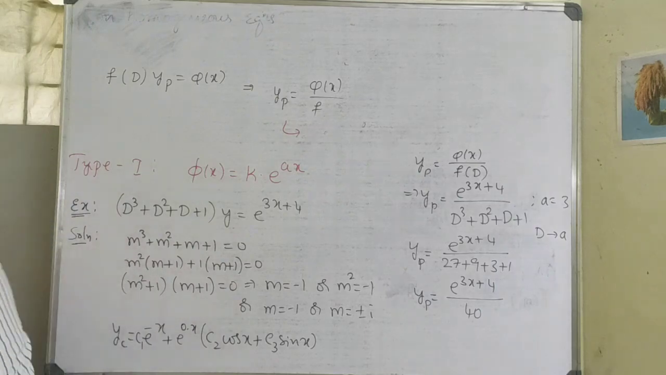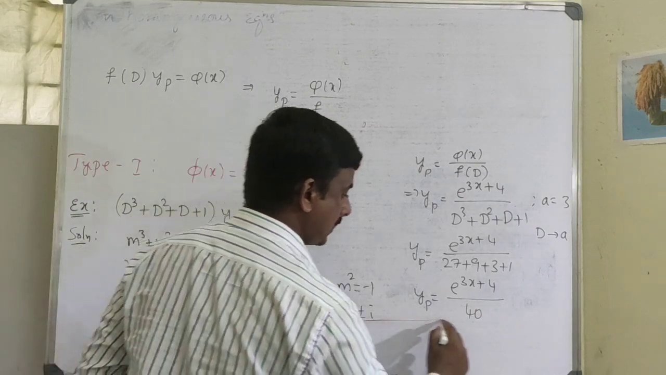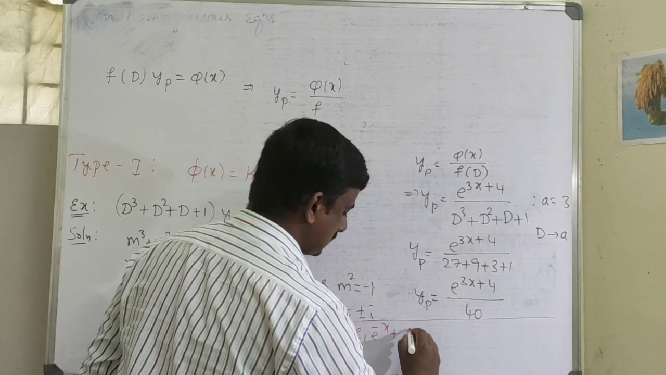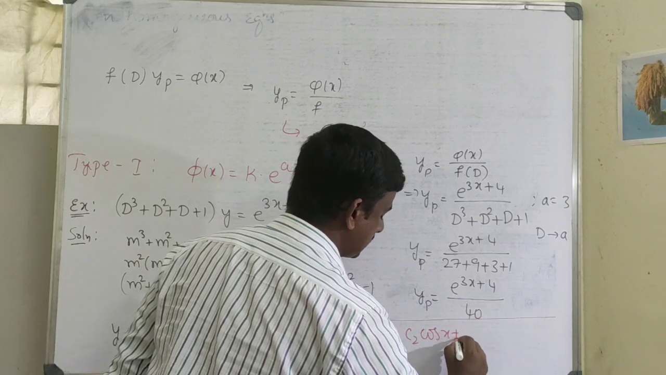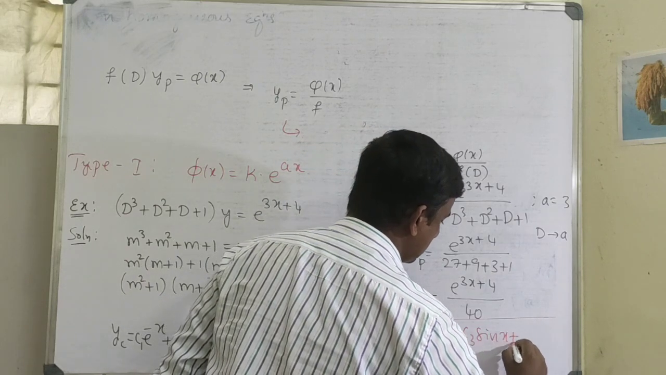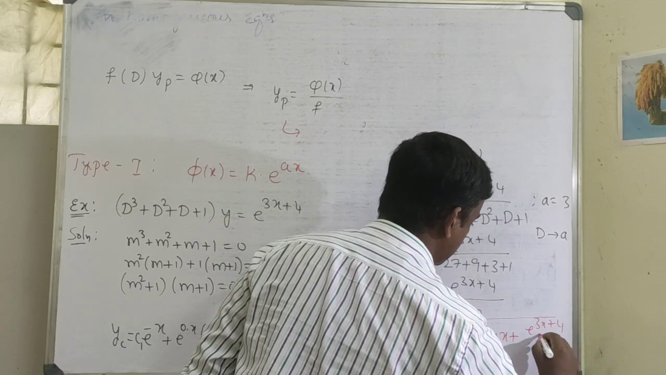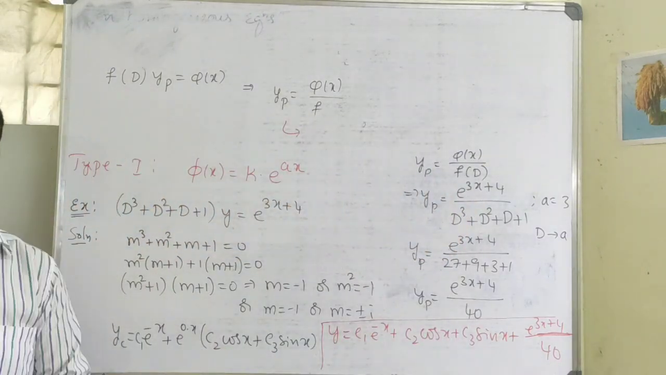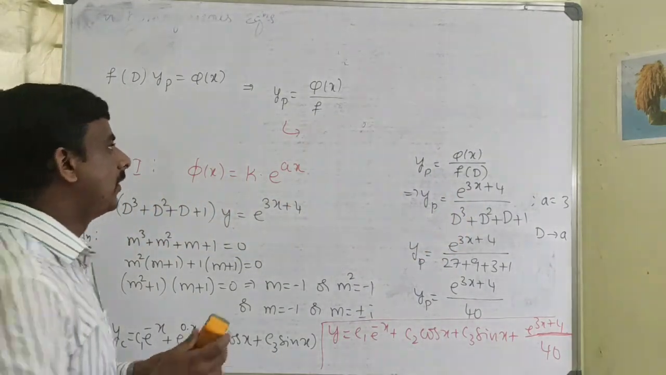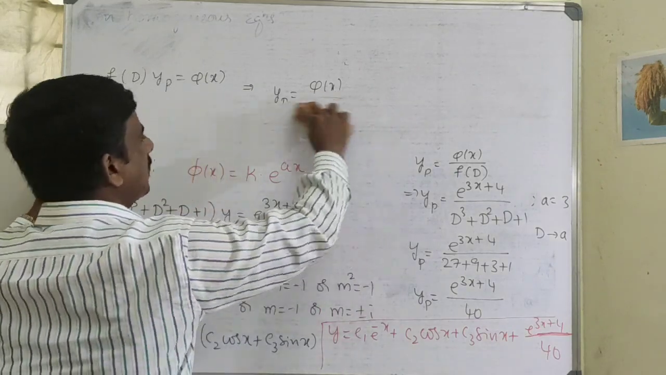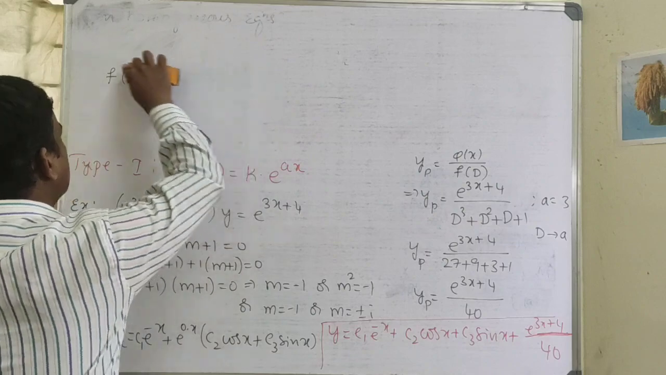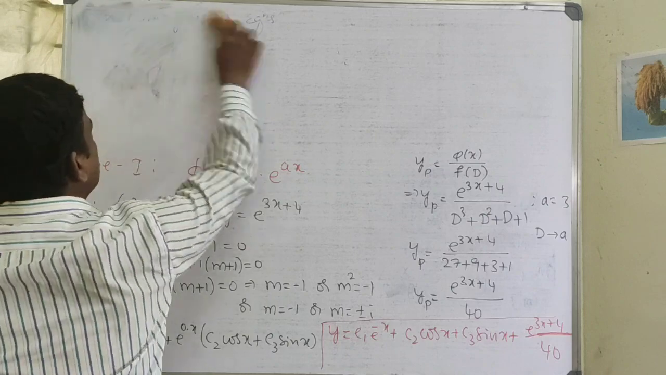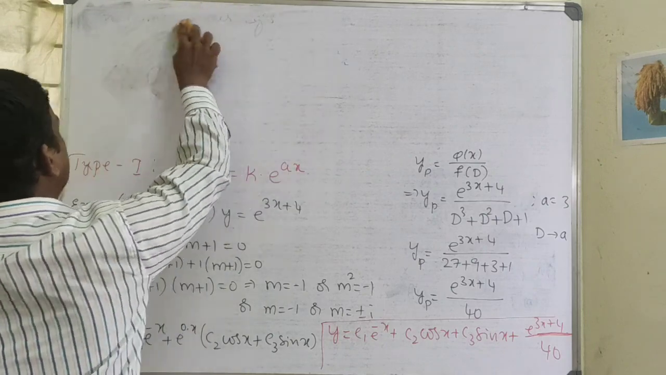Therefore, the required solution is y equal to c1 e power minus x plus c2 cos x plus c3 sin x plus e power 3x plus 4 divided by 40. So that is the required solution. So this is the way of solving a non-homogeneous linear differential equation when the right hand term is of exponential type. Let us discuss one more problem of this type.